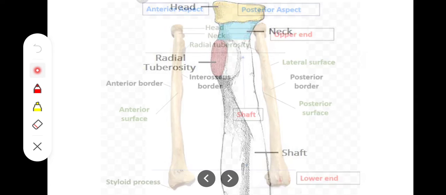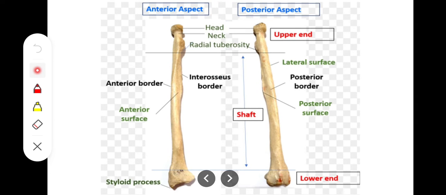Then we have its shaft, and the shaft has certain borders and certain surfaces. So we have the anterior border starting from the radial tuberosity all the way down to the styloid process, and then we have the posterior border, which is like a mirror image of the anterior border, but it is basically present only on its middle part, and there we also call it the posterior oblique line. So the middle of the anterior border forms the anterior oblique line and the middle of the posterior border forms the posterior oblique line, right?